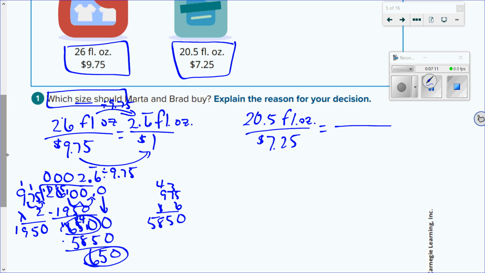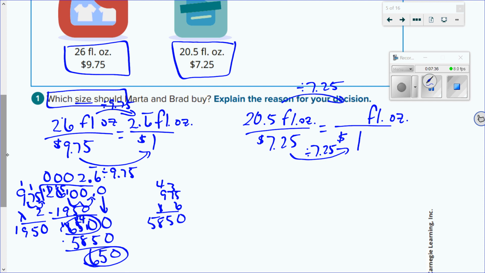And it's helpful if you add in your units as well, because this is going to help you figure out what I'm doing. As we said, we're going for a unit price, so I want to know how much I get for a dollar, correct? So I'm going to again put $1 here. How do I go from 7.25 down to 1? Divide by 7.25. So guess what I'm doing on the top?